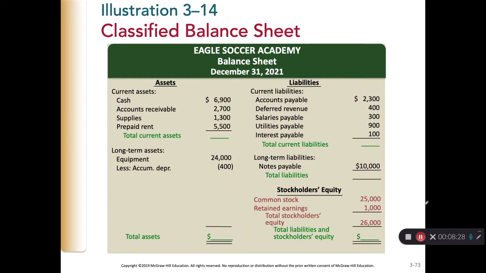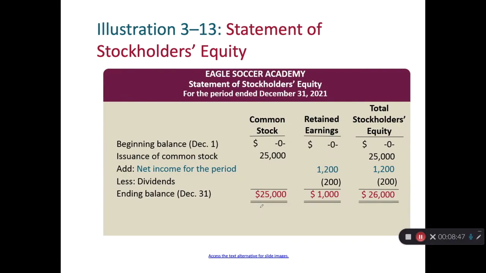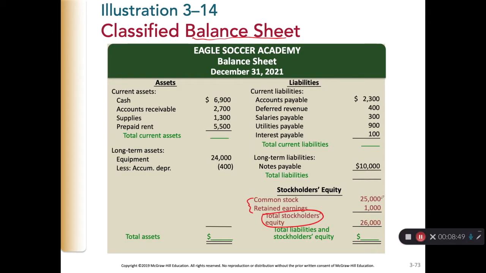Okay. Once you've prepared the stockholder equity statement, then we can prepare a balance sheet. Because this amount here, did you see this? Common stock, retained earnings, and total stockholders' equity have to be exactly the same as coming from this sheet, right? So 25,000 and 1,000. You figure this part out, right? Now you just need to fill in the assets.